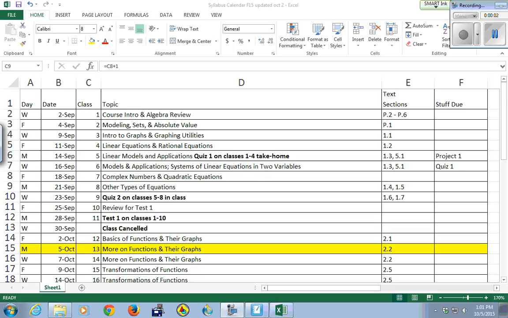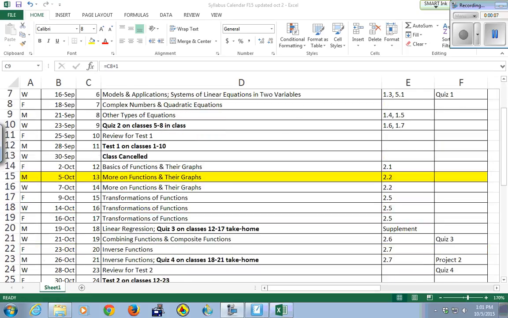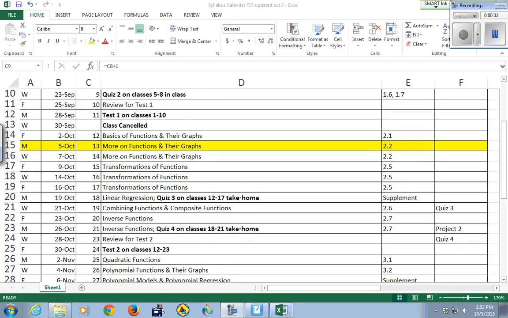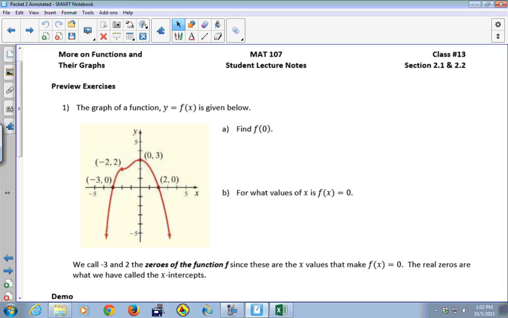Today we're going to talk about functions a little bit more, functions and their graphs, and just to take a preview of what's coming up. Quiz 3 will be a take-home, and I'll give you that on the 19th. We've got another take-home on the 28th. That was originally planned to be in class, but that's to make up for the class cancellation. And then test 2 is coming on October 30th. Okay, so that's a preview of upcoming events. So let's just go through the preview exercises together.